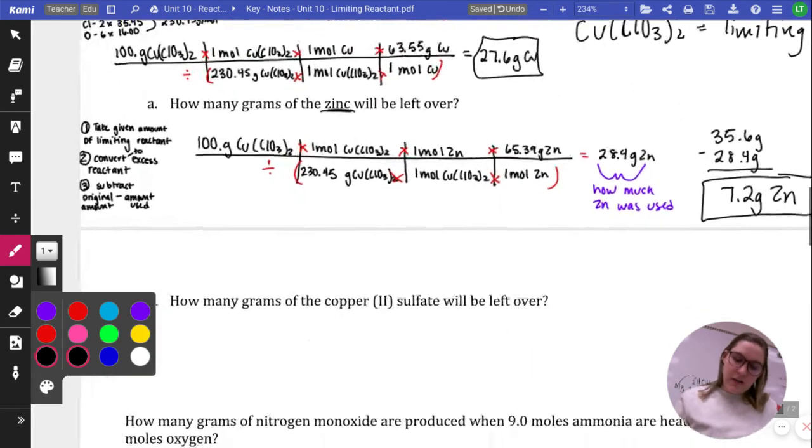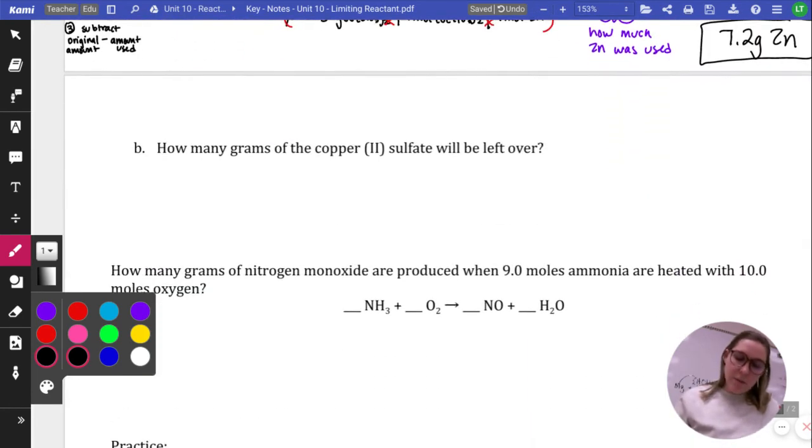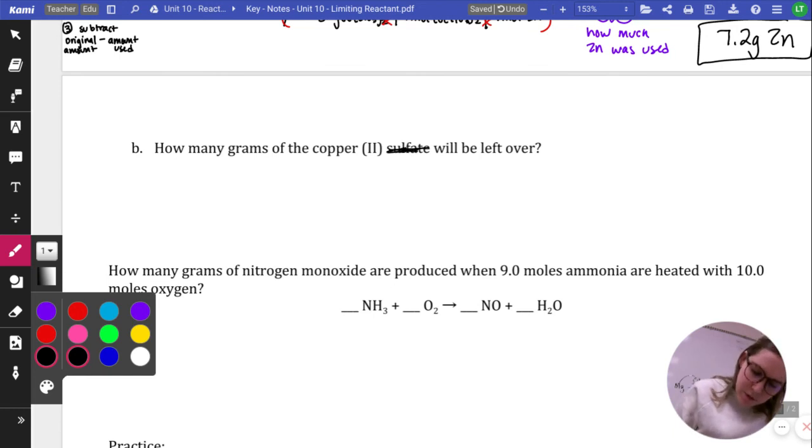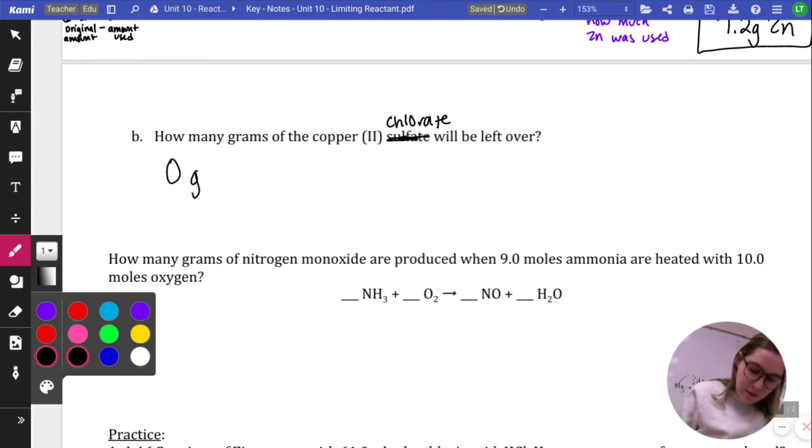All right, and then last but not least, how many grams of copper 2 sulfate will be left over? Well, guys, this one is our limiting, oh, and this should say copper 2 chlorate. Whoops, I'll make sure I fix that on yours before we give it to y'all. But how many grams of copper 2 chlorate will be left over? It's our limiting reactant, so there should be 0 grams remaining, because we always use up all of our limiting reactant.